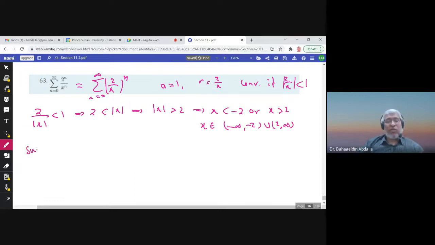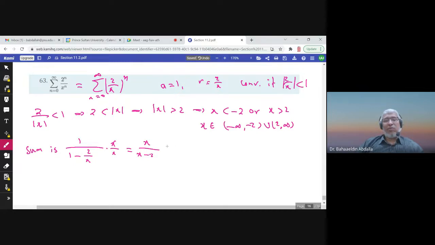And for those values, the sum would be 1, which is a, over 1 minus r, which is 2 over x. To simplify, multiply by x over x. So I get x over x minus 2. So these are the values of x. This is the sum of the geometric series in that case.